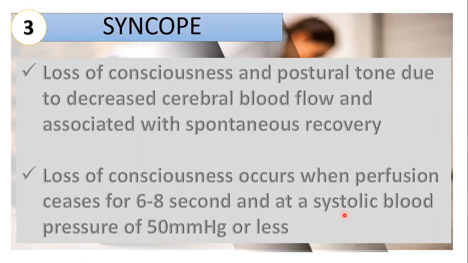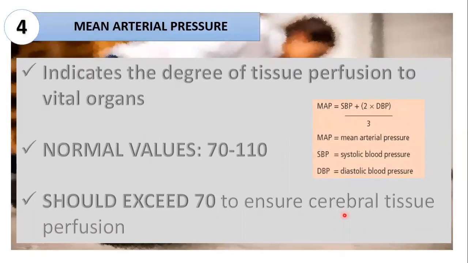An important determinant of syncope is mean arterial pressure or MAP. MAP indicates the degree of tissue perfusion to vital organs, and it is normally 70 to 110. And to ensure cerebral tissue perfusion, it should exceed 70. And it is calculated using this formula shown here.